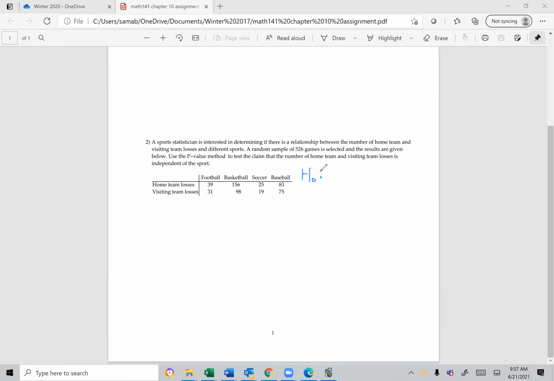So H0 will be the number of home team and visiting team losses is independent of the sports.